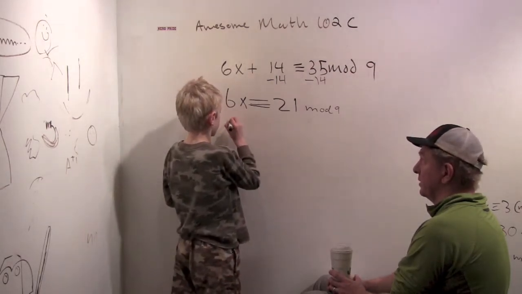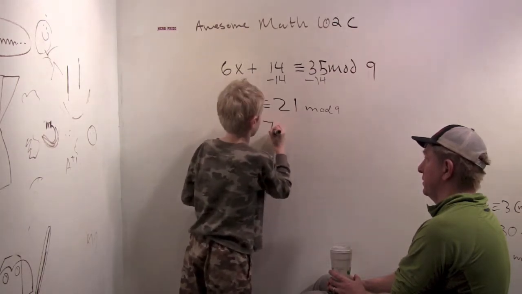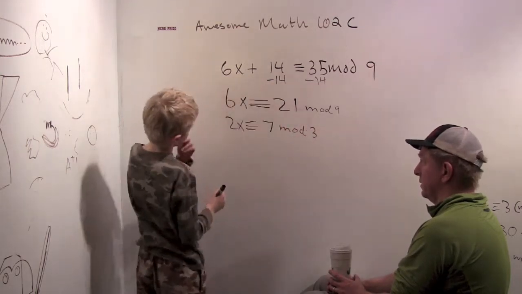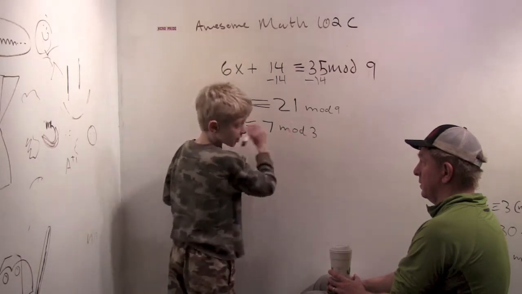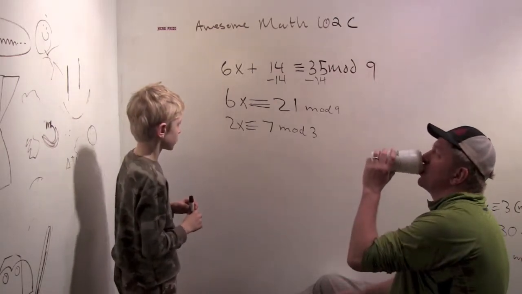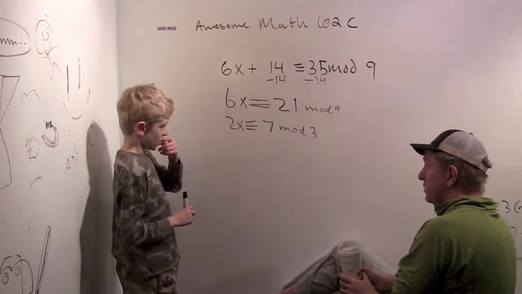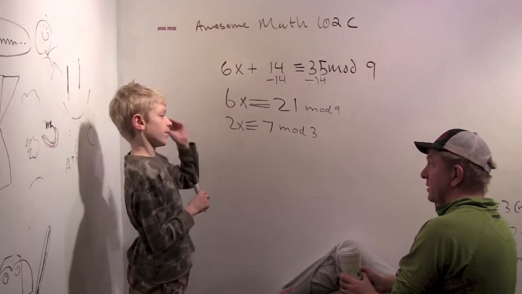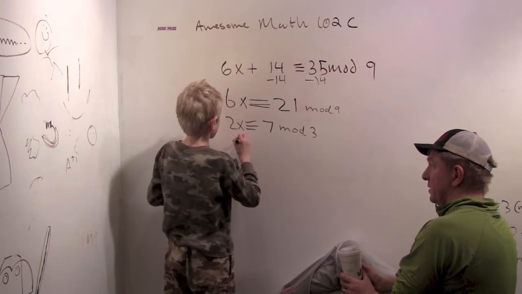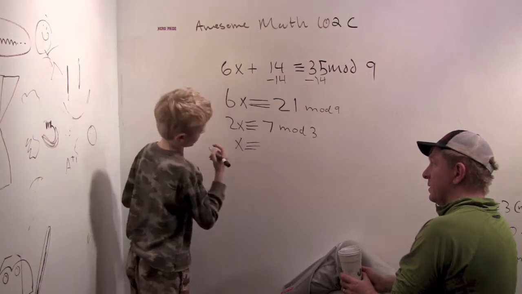What do we get? We get 2x is congruent to 7 mod 3. And now there is an inverse. And that inverse would be 2 itself, because that would equal 4. So then we get x is congruent to 7 times 4.